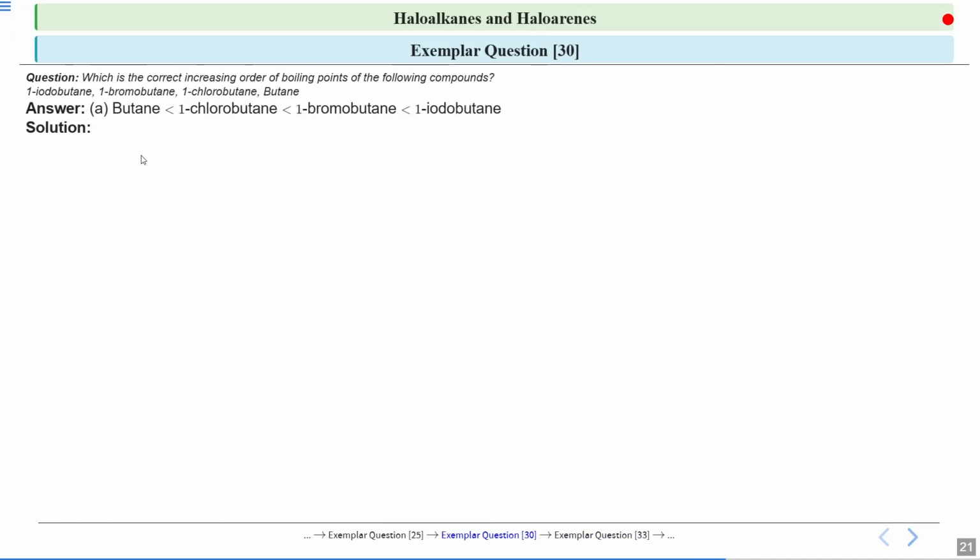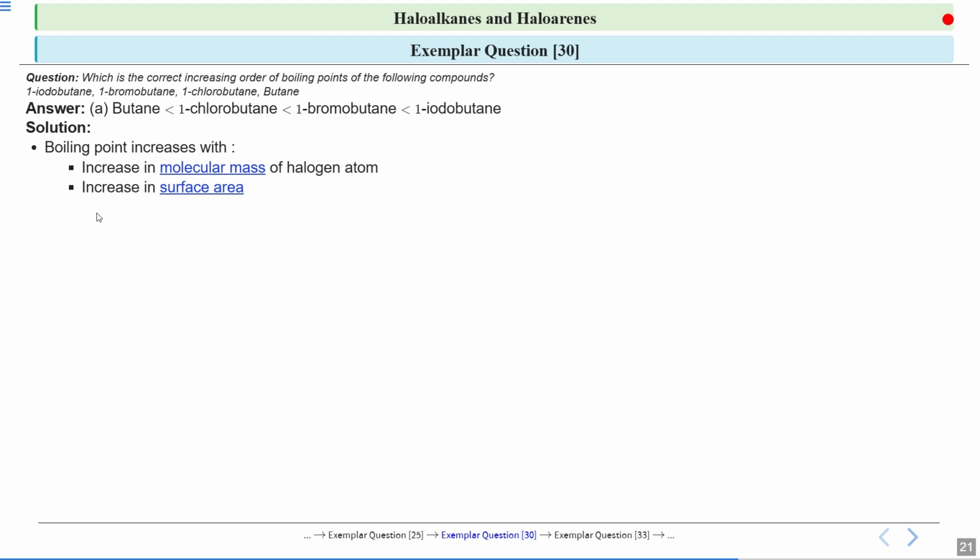So for this question, the correct answer is option A: the highest boiling point will be for 1-iodobutane, then for 1-bromobutane, then for 1-chlorobutane, and the least for butane. Why? We have covered boiling point already, right? Boiling point increases with the increase of molecular mass of the halogen atom. If your halogen atom has greater atomic mass, then its boiling point will also be greater.